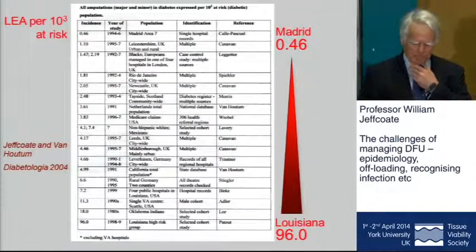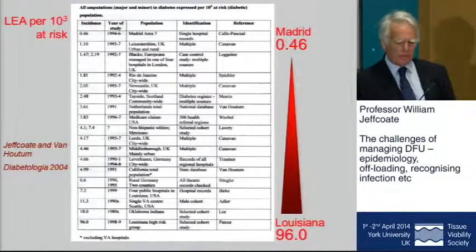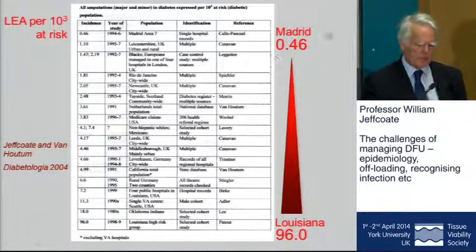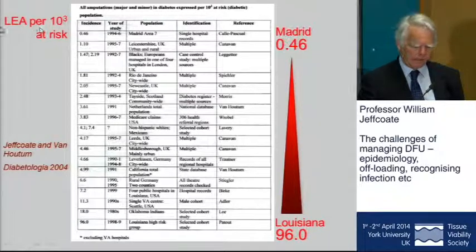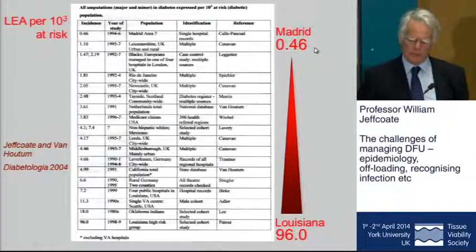This was a paper looking at ulcers and their variation in papers published in the 1990s. This is minor and major amputations combined, all the papers published in the 1990s, and showing a 200-fold variation in incidence of ulcers. The lowest in Madrid, I don't actually believe the data.